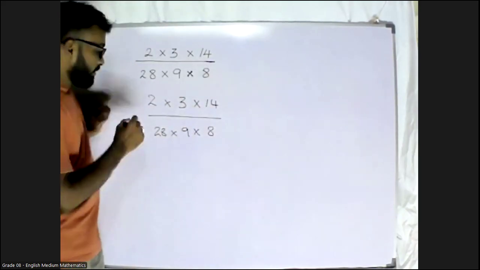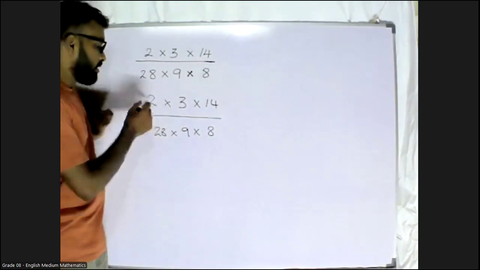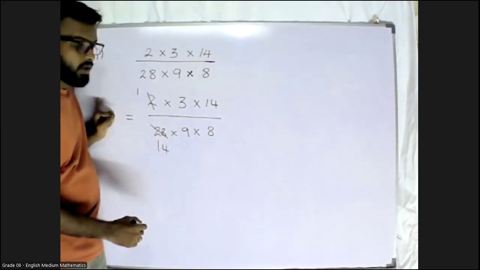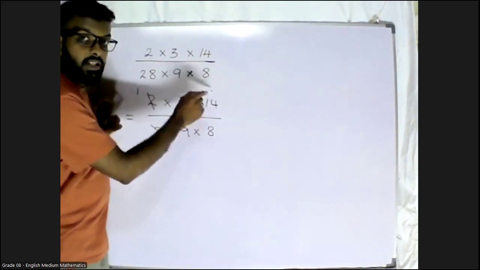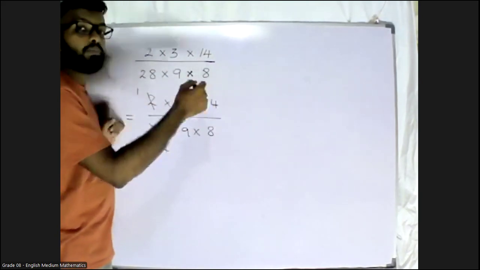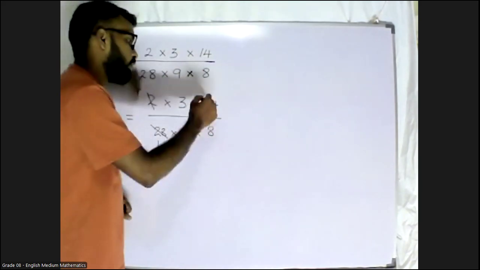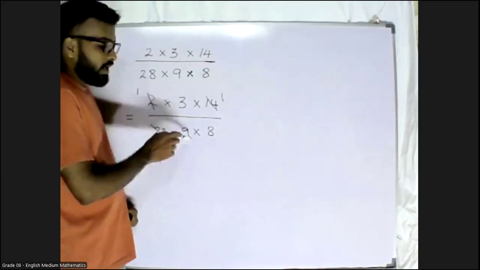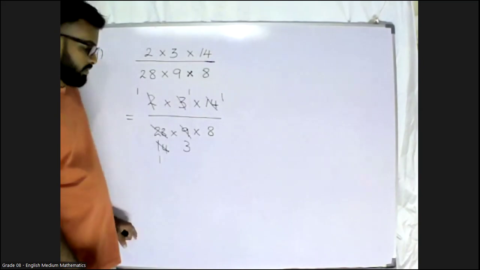You can simplify this 2 with this 28 as well because both of them are even, right? 2 times 1, 2 times 14. Now you can simplify this. Here you have 14 again in the numerator and 14 again in the denominator, right? You can simplify them as well. 14 and 14 can be divided by the same number, 14 times 1, 14 times 1, right? Now here you have 3 and here you have 9, 3 times 1, 3 times 3, right?